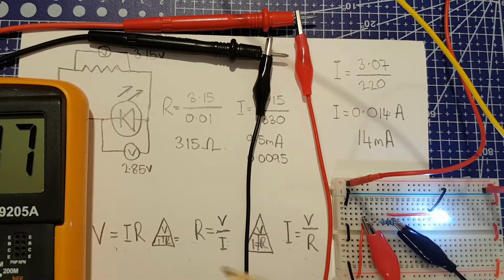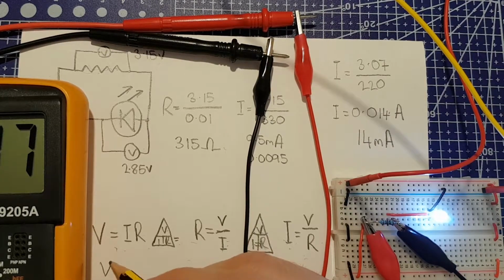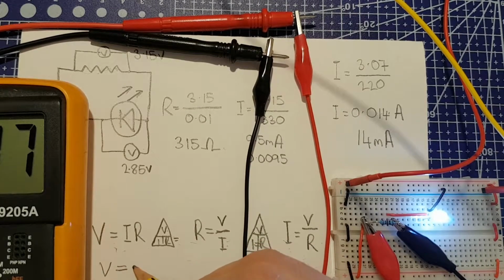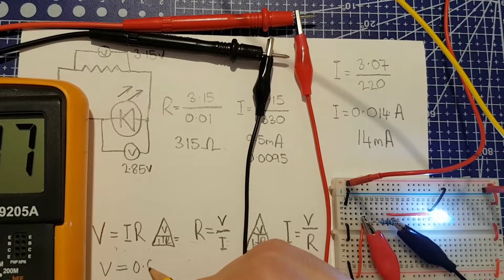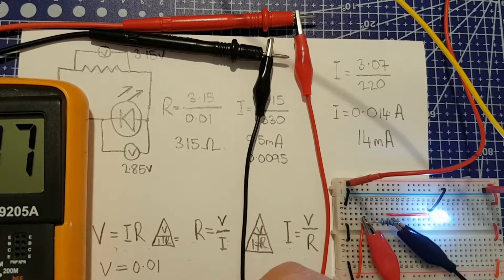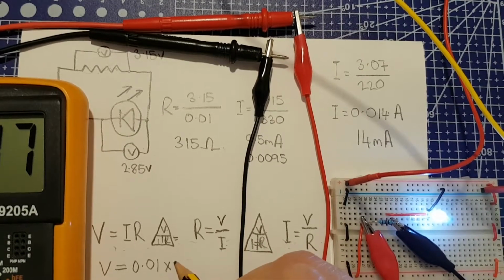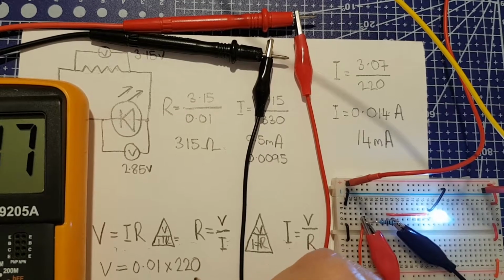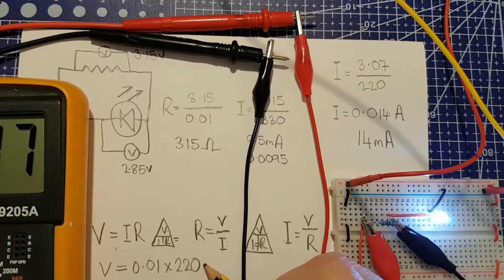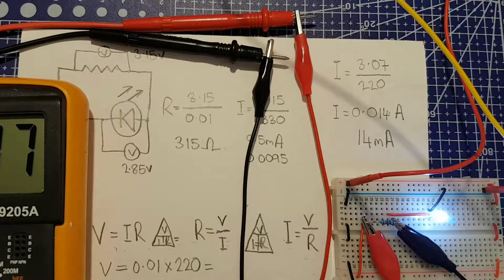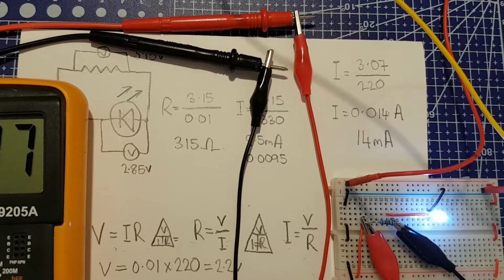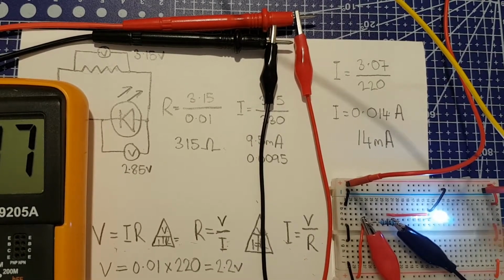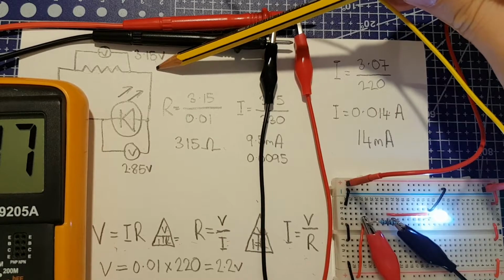Let's say we want our 10 milliamps back again. So now we need to know the voltage, so we use V equals IR. And if we plug these values back in again, we want V equals 0.01, that's our 10 milliamps, times 220 ohms equals 2.2 volts. So we need 2.2 volts across this resistor here.